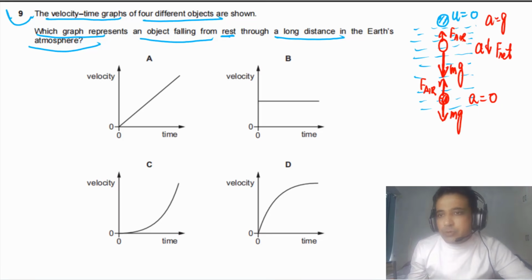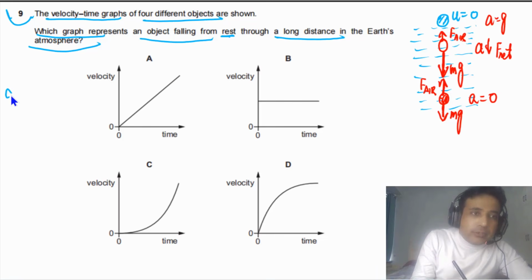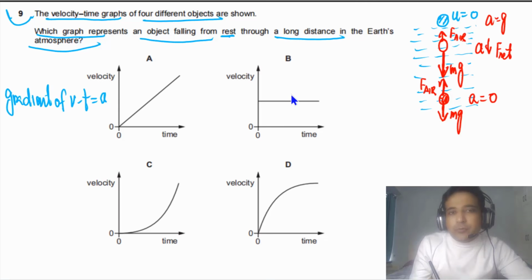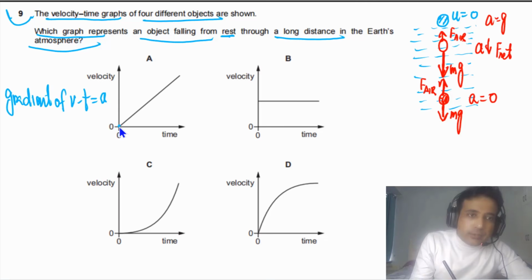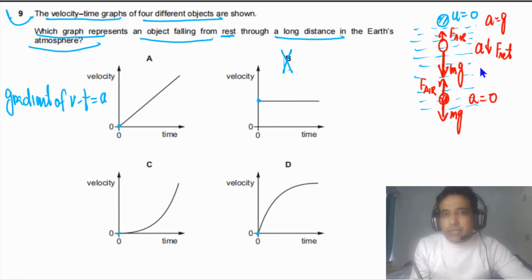We also need to understand one more point, then we can answer this question. The gradient of a VT graph is equal to acceleration. Now if you look at the given options, if you look at initial velocity, it has 0, so it can be a possible answer. This one also can be a possible answer. This also can be a possible answer, but this is not a possible answer because initial velocity is not 0. Now we need to understand that as the ball is falling down, the speed of the ball is increasing, but the acceleration of the ball is decreasing.